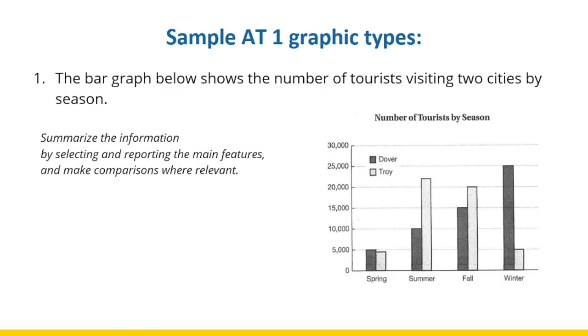As we found out from reading this topic, Dover and Troy, we have numbers. So these numbers represent the number of people who are coming to these two cities by season. And we have 4 different seasons: spring, summer, fall, and winter. As you see, the most popular time to travel to Dover is winter. And the most popular time to travel to Troy is summertime. And for example, in winter, 25,000 people come to Dover, and in the summer, it's a little bit over 20,000.